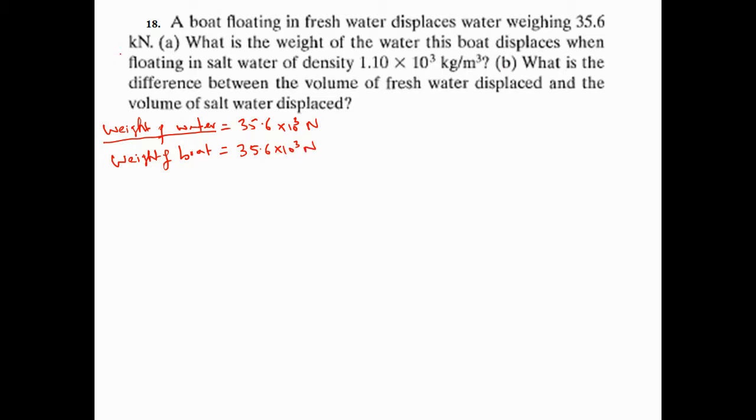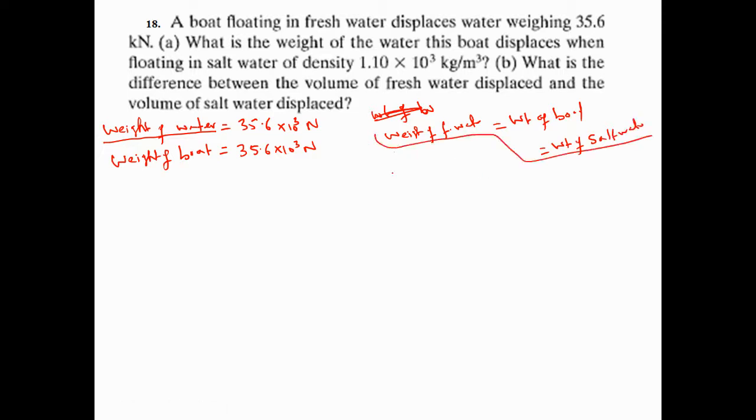So that information is the answer for the first question: what should be the weight of the boat in the water? The weight of the boat inside the salt water is equal to the weight of the boat inside the fresh water, which is equal to the weight of the boat. Am I right or not? Right. So the weight of the fresh water displaced is equal to the weight of the boat, which is equal to the weight of the salt water displaced. Am I right? Yes, teacher, you are right.